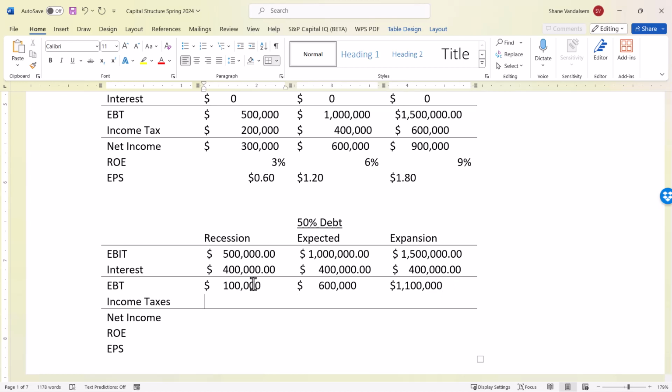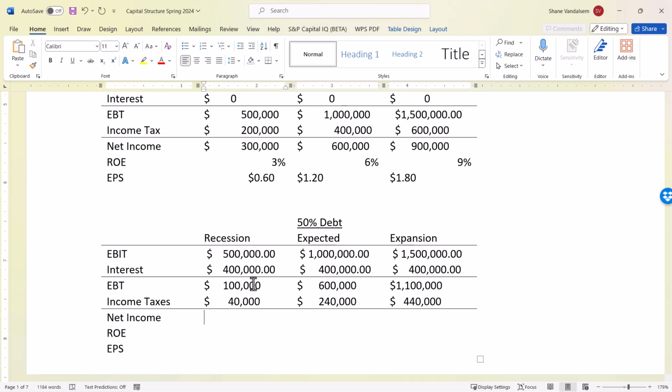Income taxes would be 40% of the earnings before taxes. So it's going to be 40% of the $100,000, which would be $40,000. 40% of the $600,000, so you take 0.4 multiplied by 600,000 to give you $240,000. And in the last case, it's going to be $440,000, which is 40% of the 1.1 million.